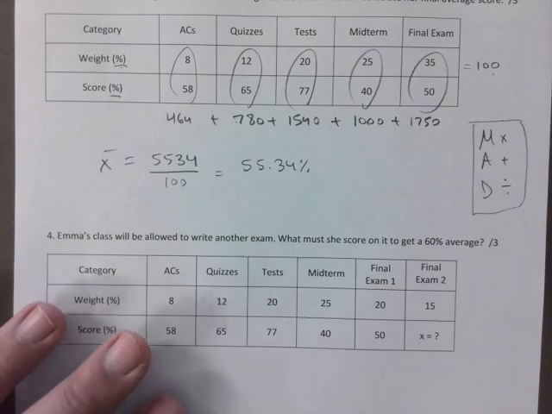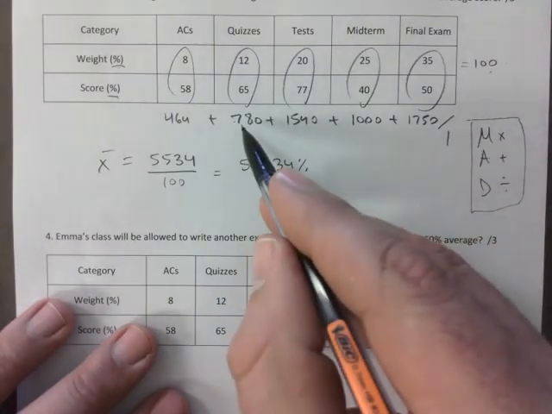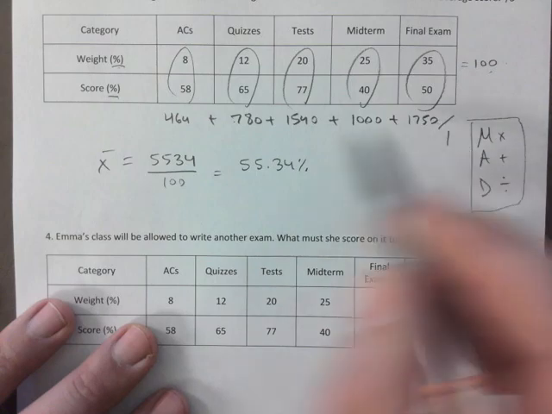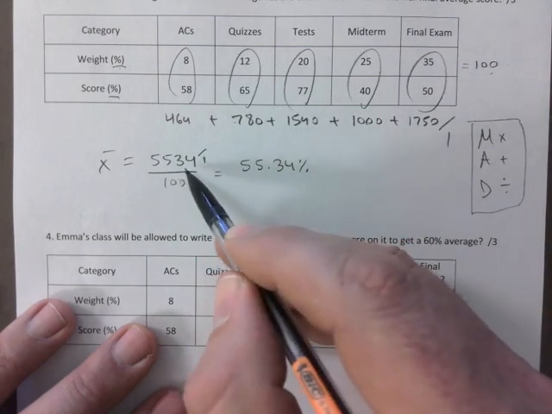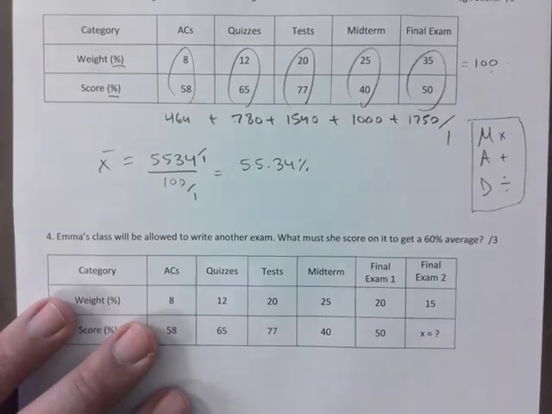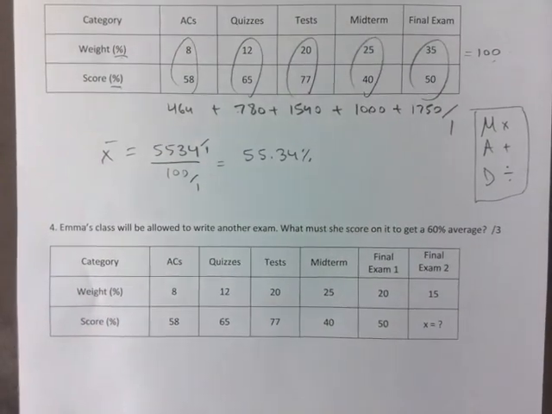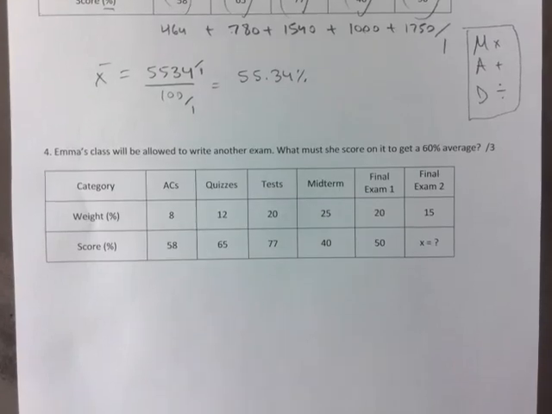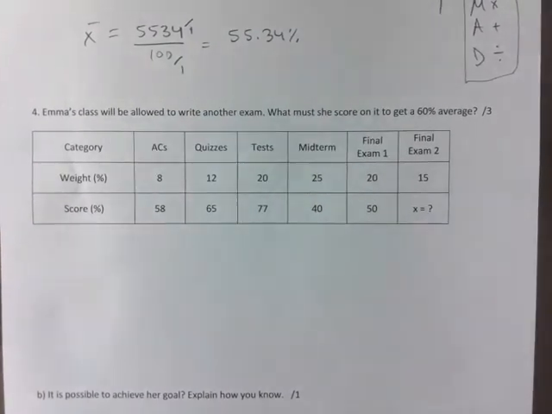You get 3 marks for that. So 1 mark for having all the correct numbers here, 1 mark for having the 5534, and 1 mark for dividing by 100. These are usually worth 2 marks, to be honest, but when marking it as an AC, it's easier for me to just give you 1 mark for each of those steps.